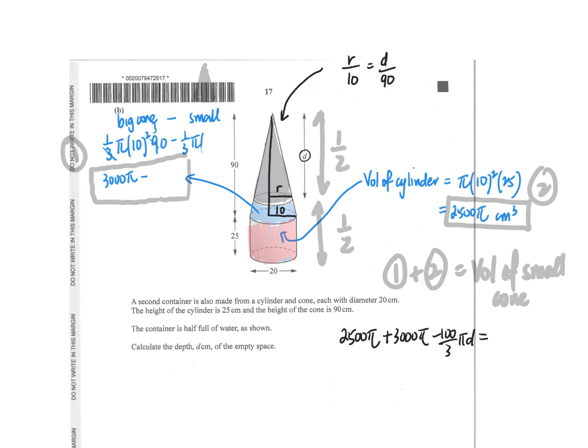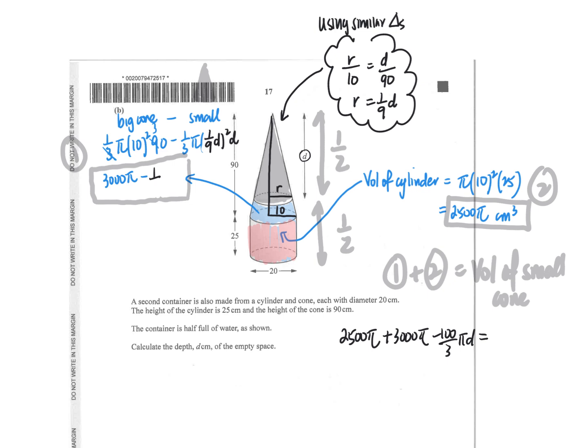Okay, 1/3 pi r squared. So this R, if you do it properly, it's 1/9 D, from here, using similar triangles. So this is 1/9 D, then times the height D. So actually you end up with this. Oh no, even more, right? 9 squared, 81 times 3, what is it? 243 pi D cubed.